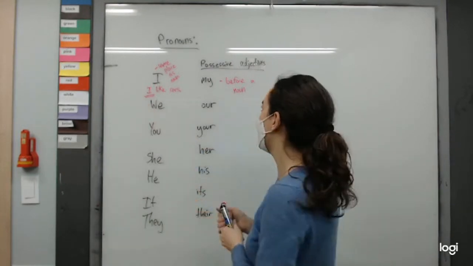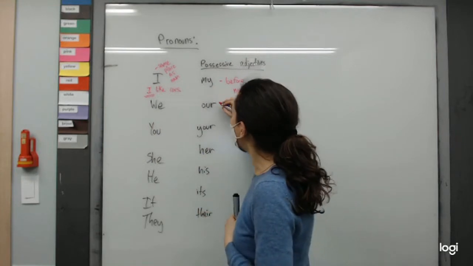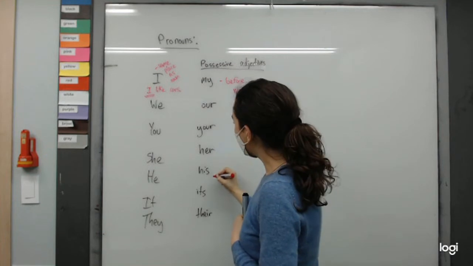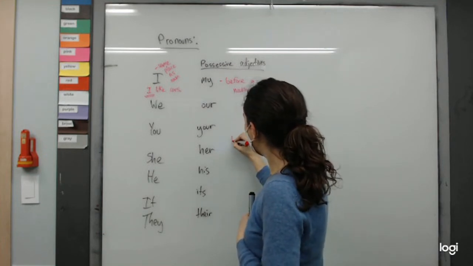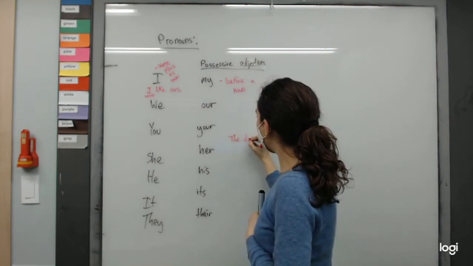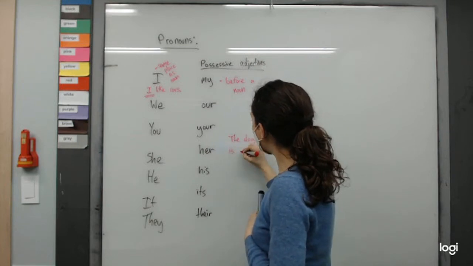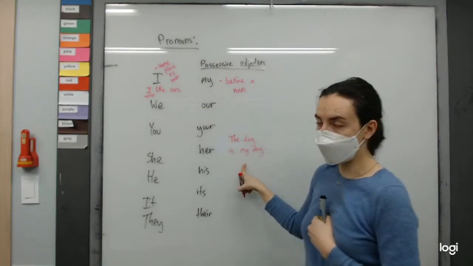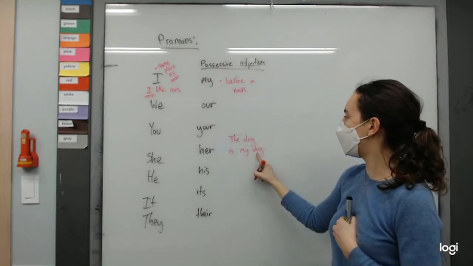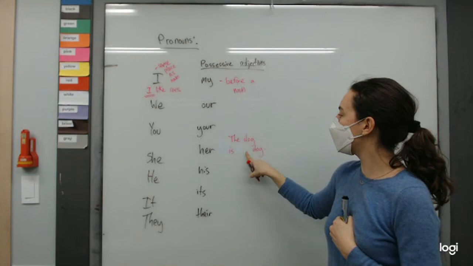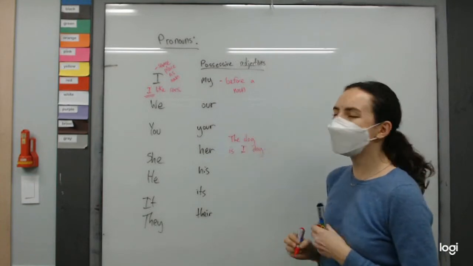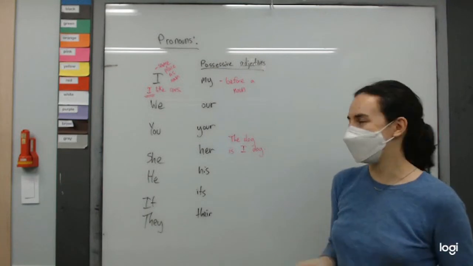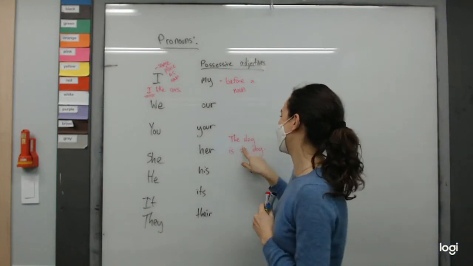It is still okay. Here, we can say, let's see, the dog is my dog. My is a possessive adjective, but we use it before a noun, dog. But if we change my dog to I dog, it doesn't make any sense because we don't put two nouns like this together in English. So the dog is my dog. Okay.